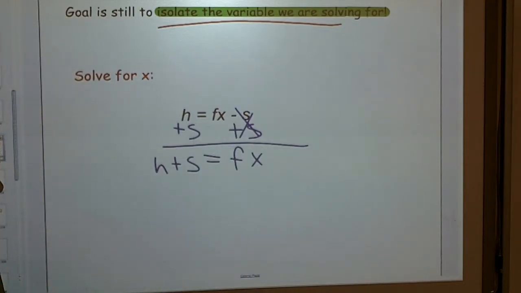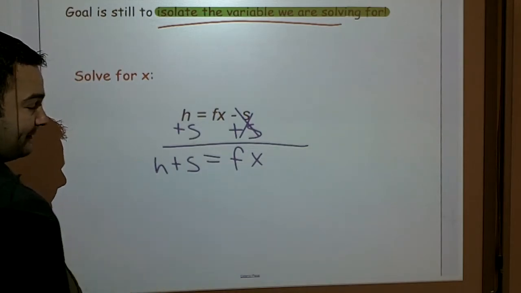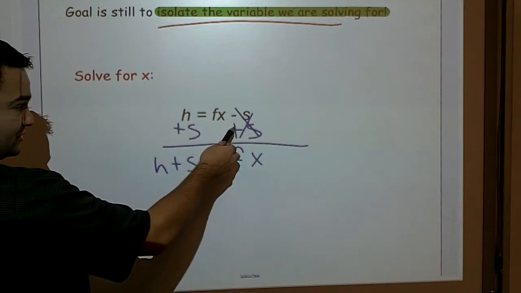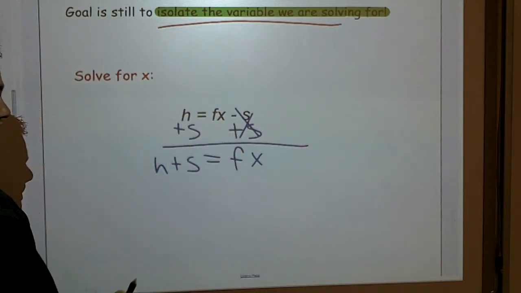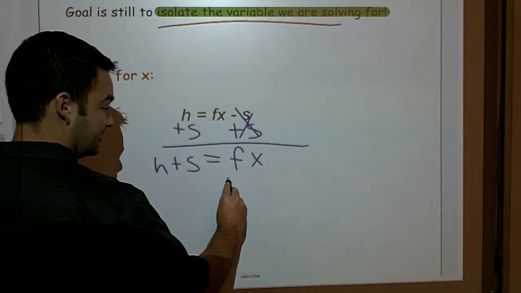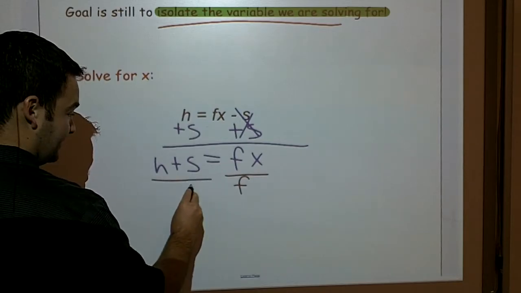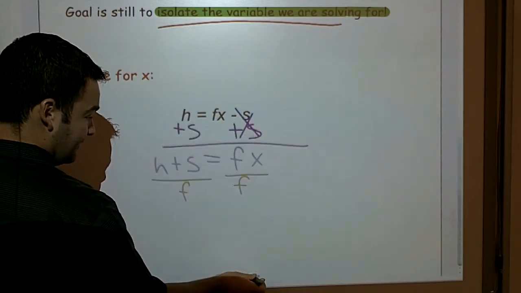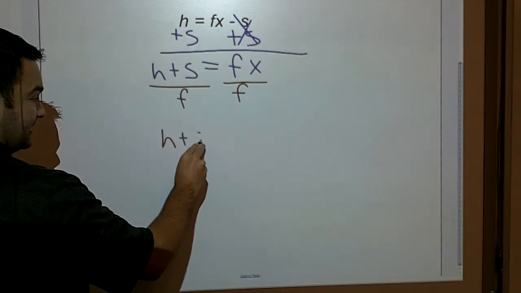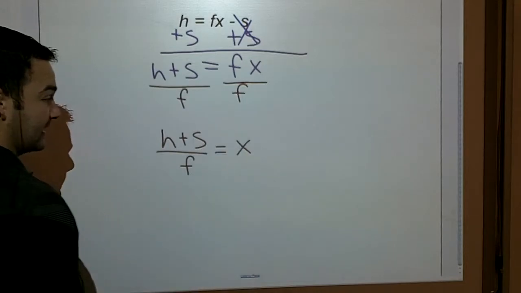Now, the second step to this two-step equation would be to divide by f. If we were to imagine those were all numbers, we would add to cancel off our subtraction, and then we would divide to cancel off our multiplication. So that's exactly what we're going to do here too. We're going to divide this whole thing by f, so our f's cancel off, and we're just left with h plus s divided by f is equal to x.